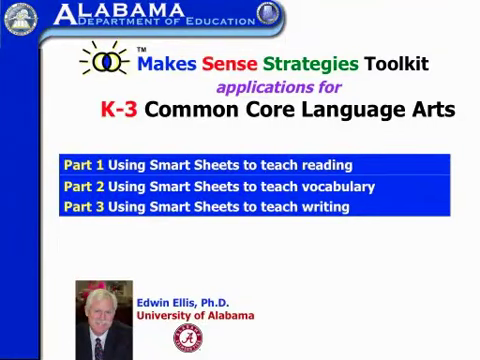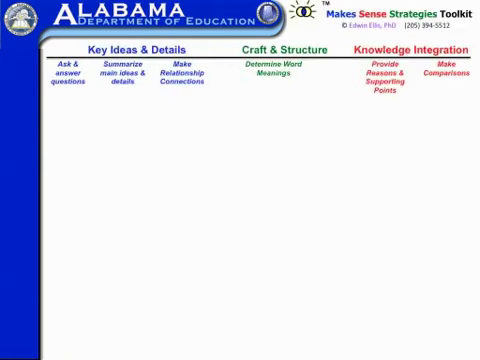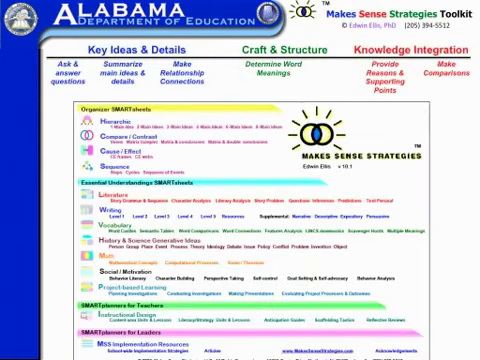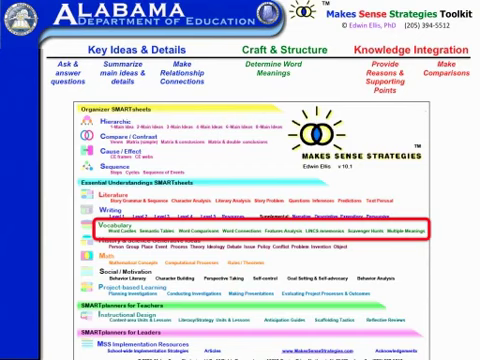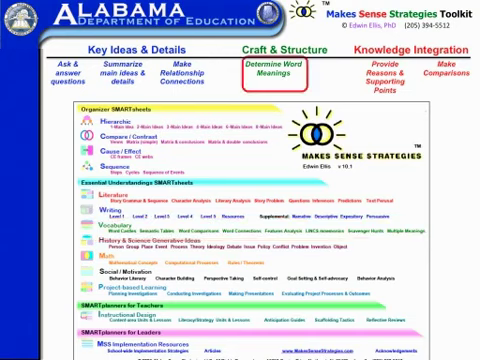So now what we're going to do is take a look at part 2, which is using smart sheets to teach vocabulary. And of course that's going to come under determining word meanings and under craft and structure. There's a whole section in the Make Sense strategies specifically designed for vocabulary instruction, and there are a variety of different types of smart visuals that you can use for that.